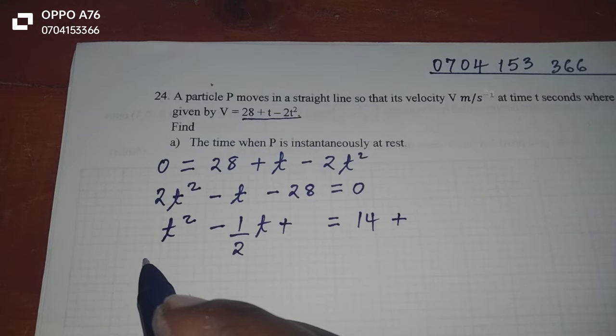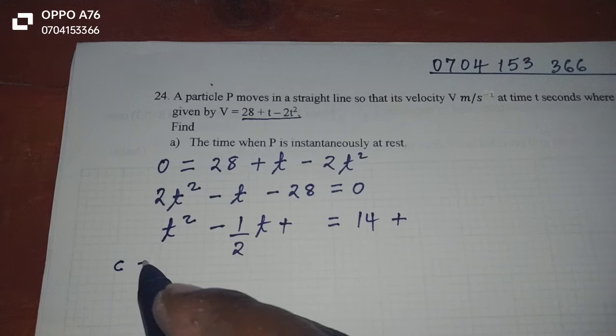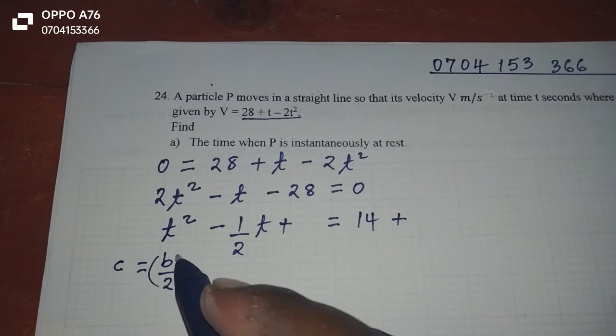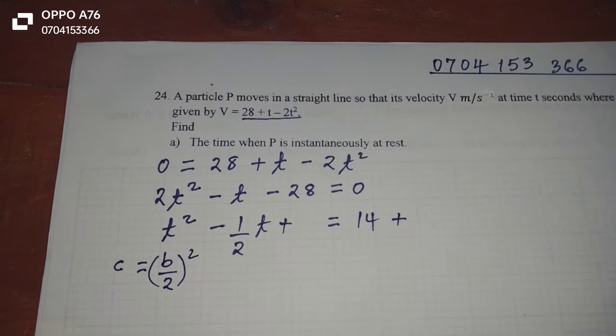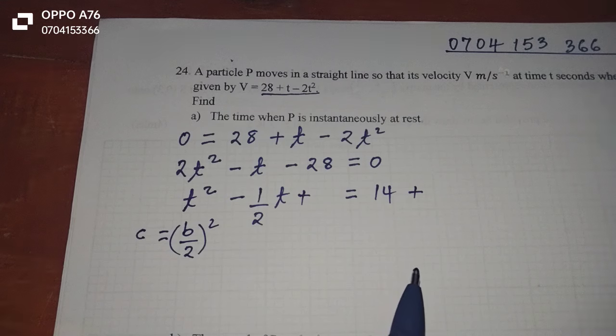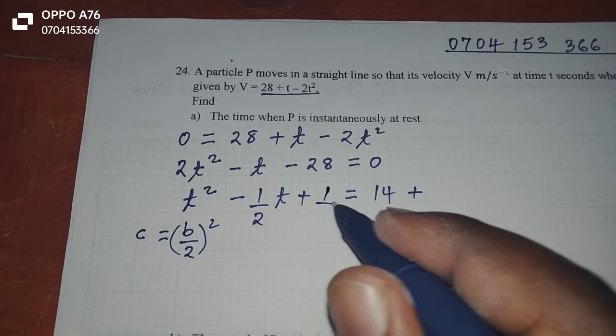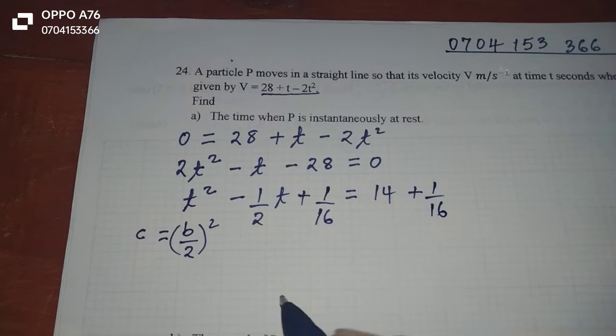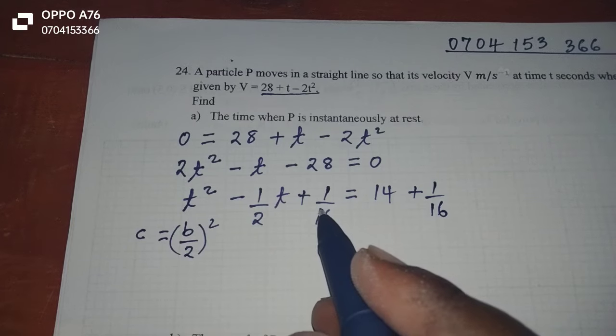To make it a perfect square, we add a constant c such that b over 2, squared, is equivalent to such a constant. So negative 1 divided by 2 becomes negative a quarter. Then squared, it will be 1 over 16, and also 1 over 16 on the right. So we can factorize now.